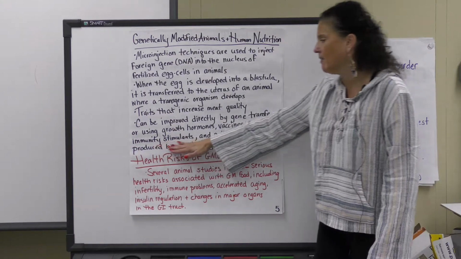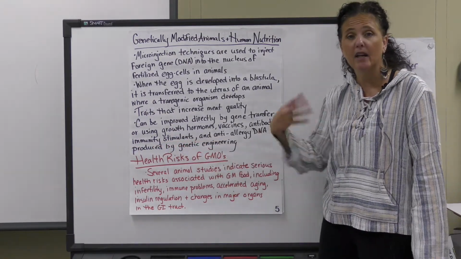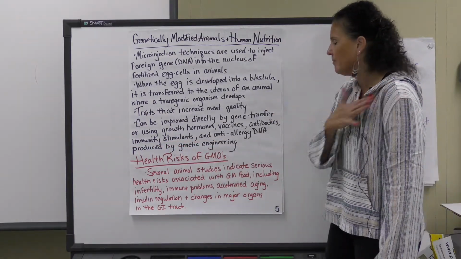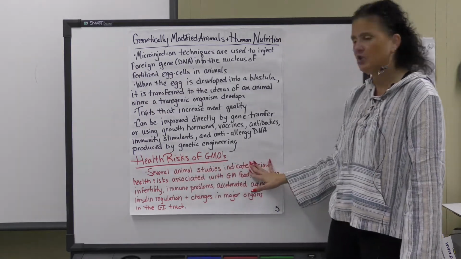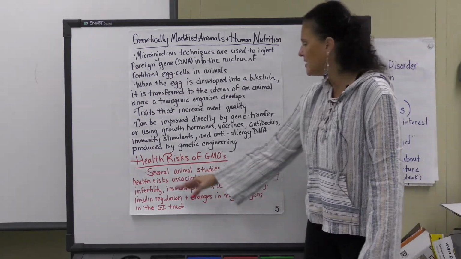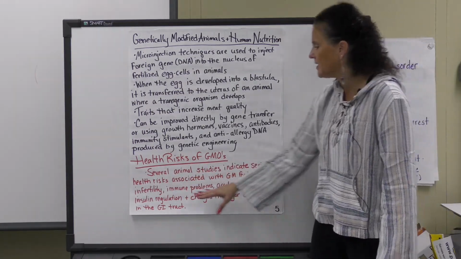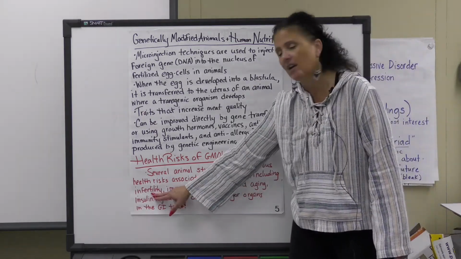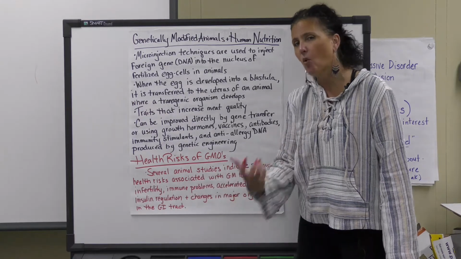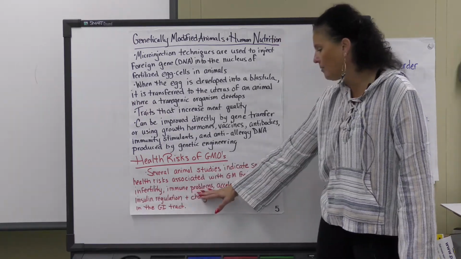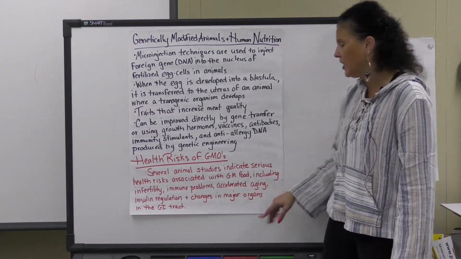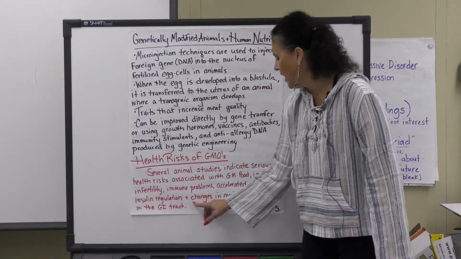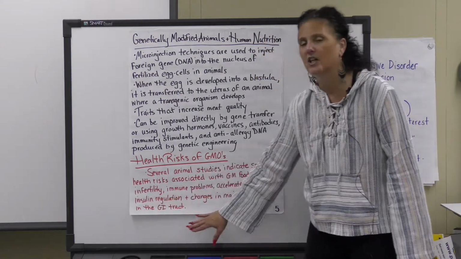We can stimulate their immunity so that they don't get as many organisms that come down. What are the health risks of these GMOs and these animals? Several animal studies indicate serious health risks associated with GM food, including infertility, because we can pass those hormones on, immune problems, accelerated aging, insulin regulation, and changes in major organs in the GI tract.